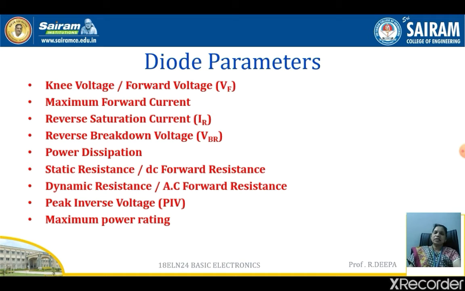The next parameter is peak inverse voltage. Peak inverse voltage is the maximum voltage applied to the diode in the reverse direction without causing any breakdown of the diode. Maximum power rating. The maximum power that the diode can handle safely without increasing the junction temperature above its limiting value we will call maximum power rating. So these are the various parameters associated with a PN junction diode.